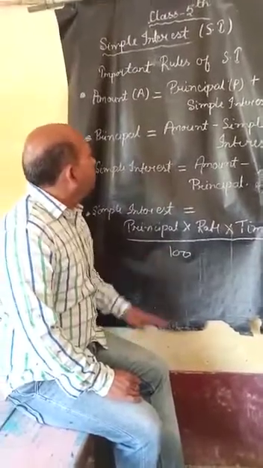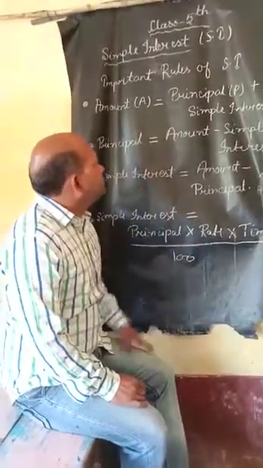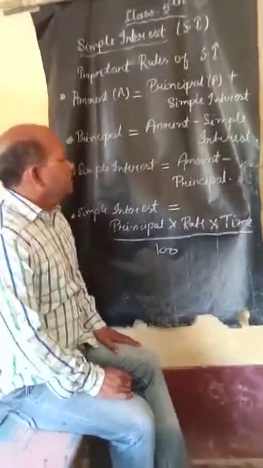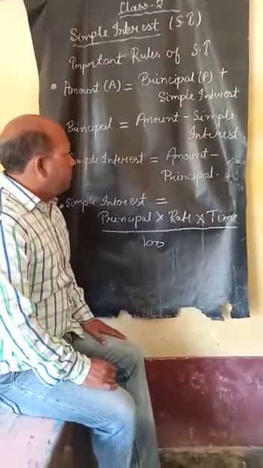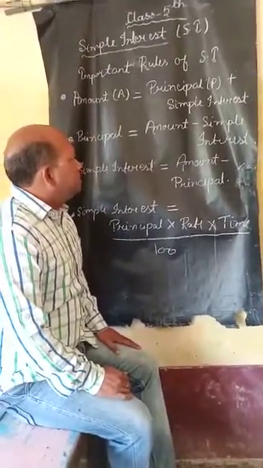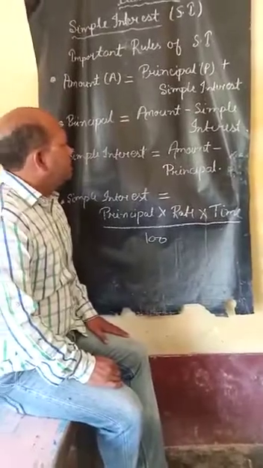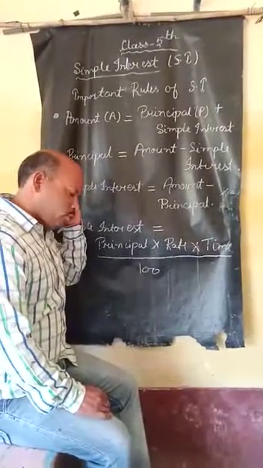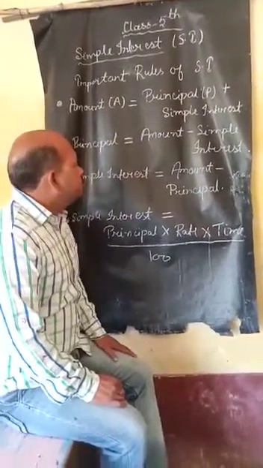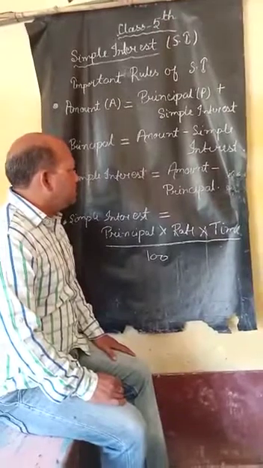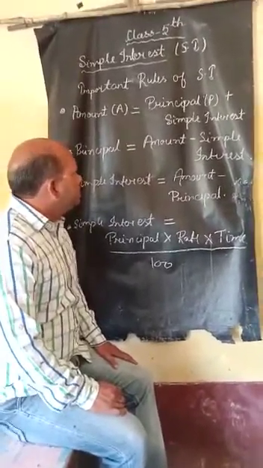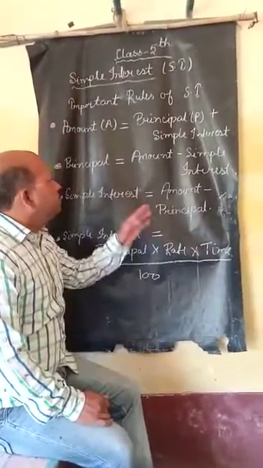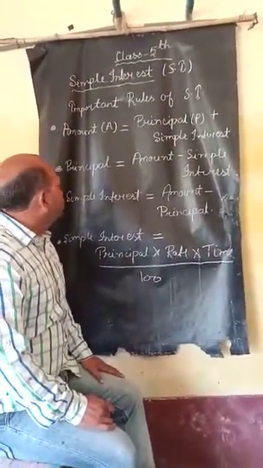Here A means amount, including the principal P and simple interest. It means when a person takes or gives an amount and then it is returned with an extra amount, that is called our amount. In the amount, two things are included: P, the principal, and the simple interest. So our amount will be greater than the principal because simple interest is included in this amount.